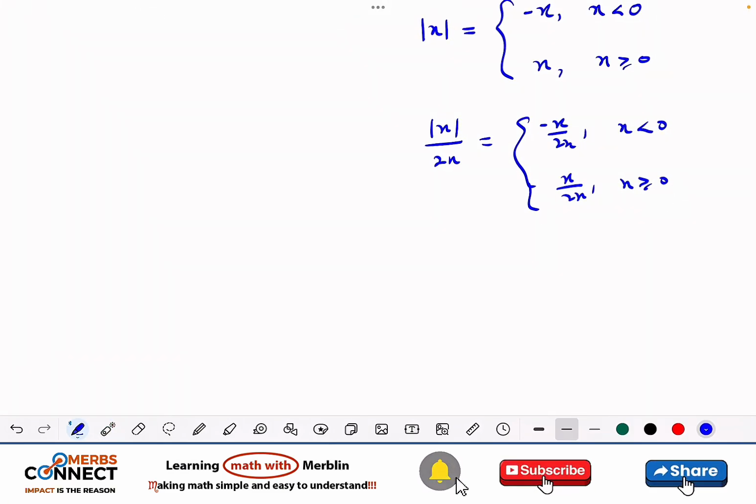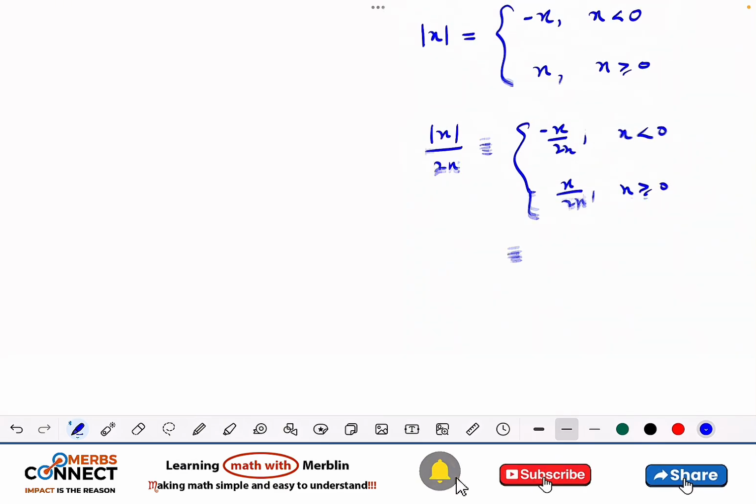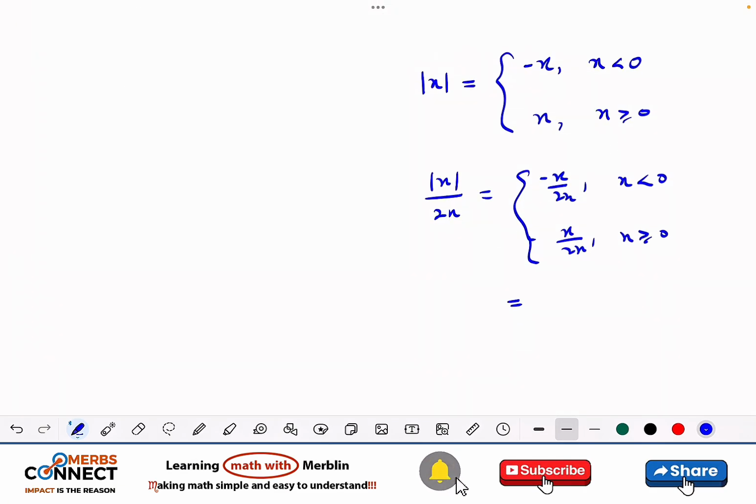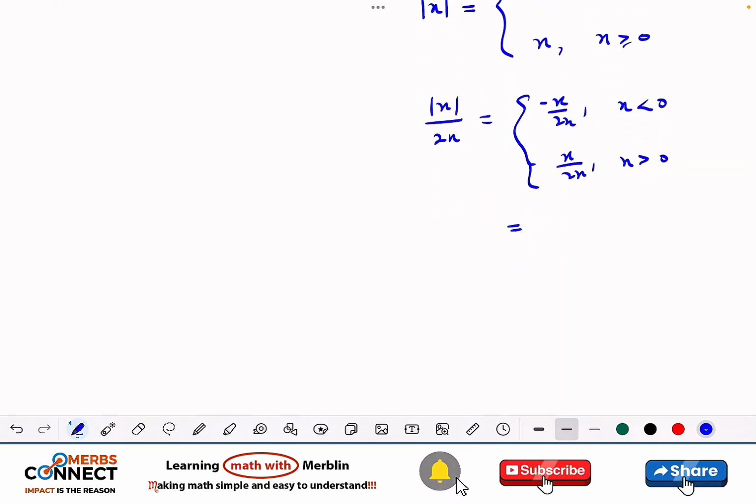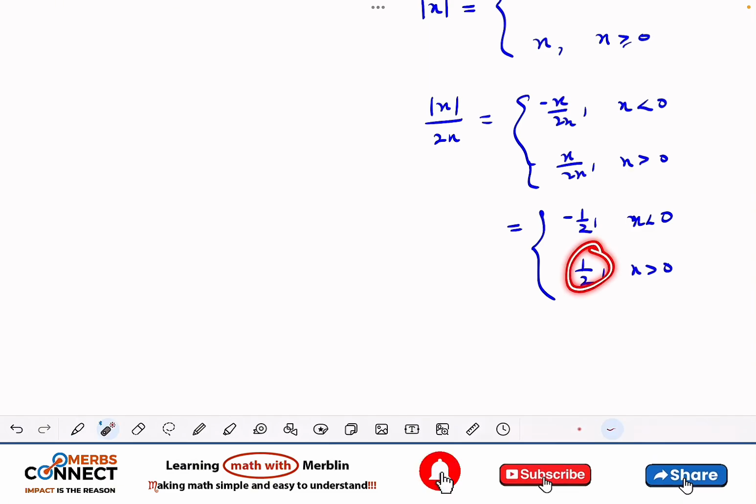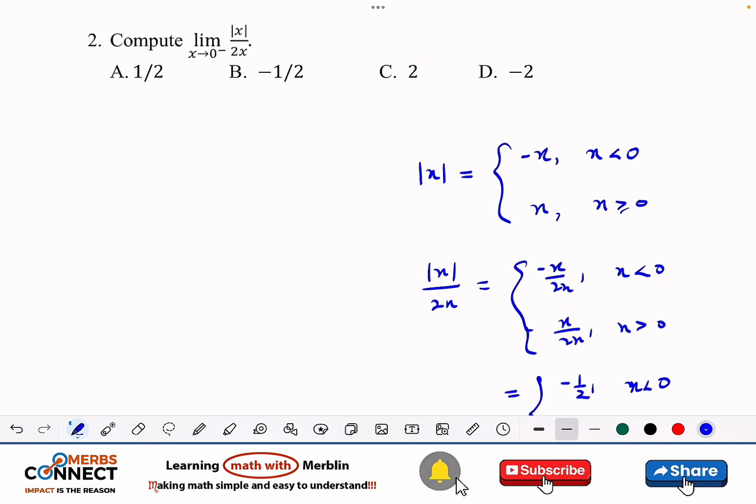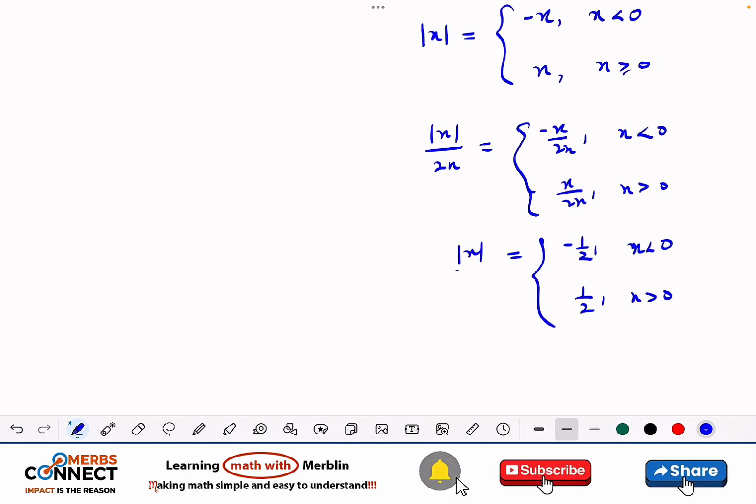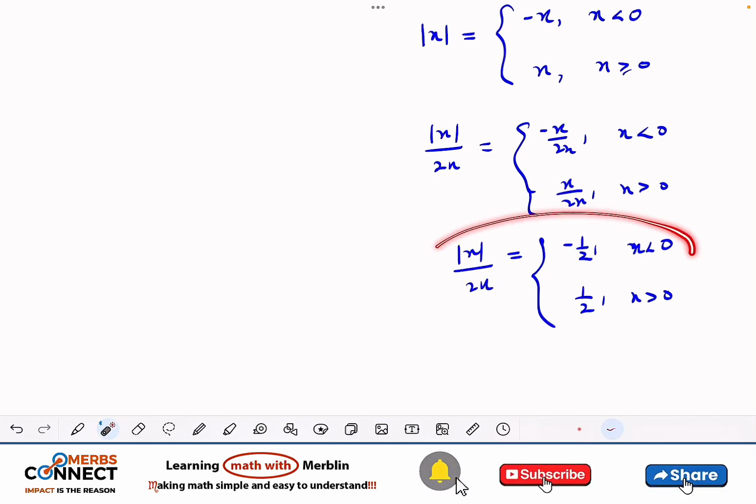So what am I going to get from here? This one I need to take 0 out, because if I include 0, when I plug in 0 here, it becomes undefined. So I can just exclude 0 from there. And then here x cancels x, and I'm going to have minus 1 over 2 for x less than 0, and 1 over 2 for x greater than 0. So this is the function that I'm going to have, and we can see that now this is the original function that we have in here.